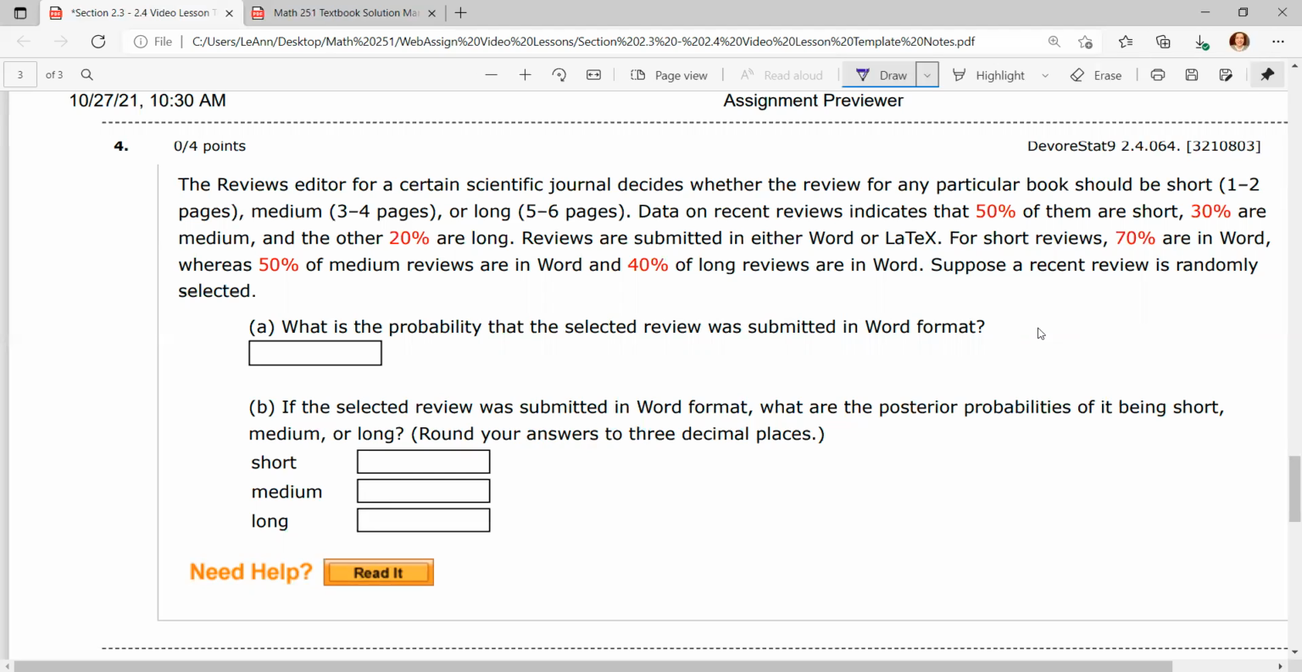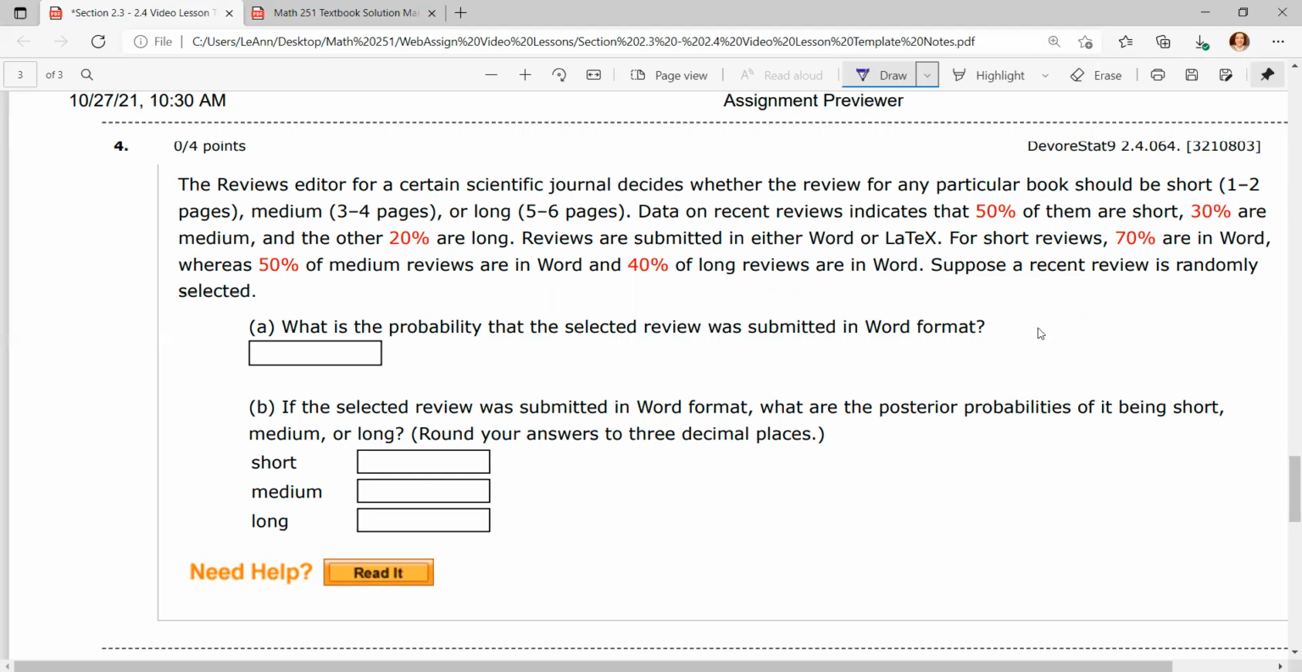So if you look at it, it says the reviews editor for a certain scientific journal decides whether the review for any particular book should be short, medium, or long. Data on recent reviews indicate that 50% of them are short, 30% are medium, and the other 20% are long. Reviews are submitted in either one of two formats, Word or LaTeX, depending on how you pronounce that. Different people I've heard do it different ways.